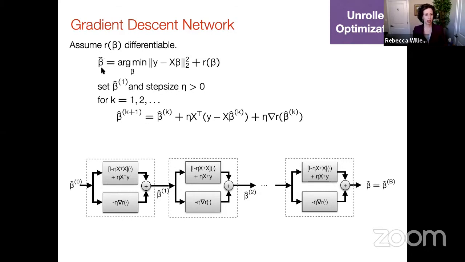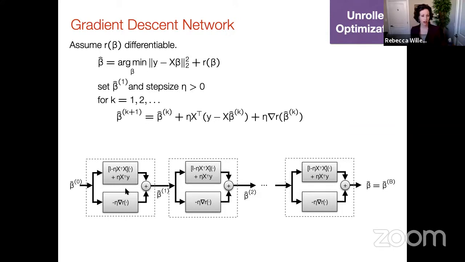As we said before, our estimate beta hat corresponds to minimizing the sum of squared errors plus this regularizer R of beta. So imagine that we wanted to solve this optimization problem by just using gradient descent, when our regularizer is differentiable. We start with some initial estimate and a step size eta. And then at every stage, our new estimate is our old estimate plus a step in the negative gradient of our squared error plus a step in the negative gradient of our regularizer. I've illustrated this at the bottom using a block diagram where I do this for B different iterations.